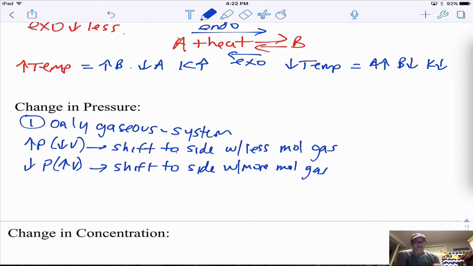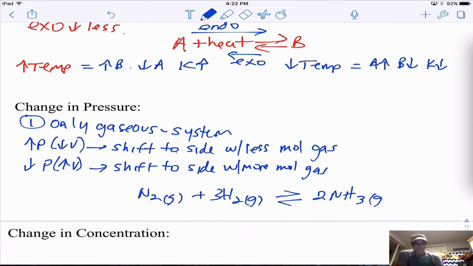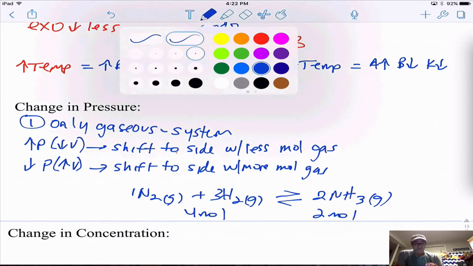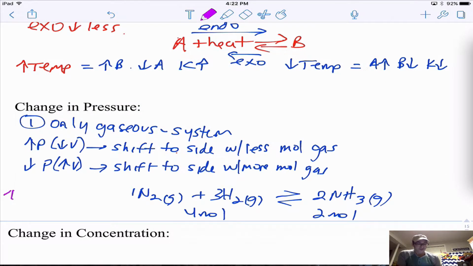Okay, so that's change in pressure. So if we have an example, like if we were to do N2 gas plus 3H2 gas yields 2NH3 gas, well, to count the moles on each side, we look at the coefficients. This has a 1 and a 3, that's 4 moles. On the right side, that's 2 moles. So if we were to increase the pressure, in this case, then we would shift to the right.